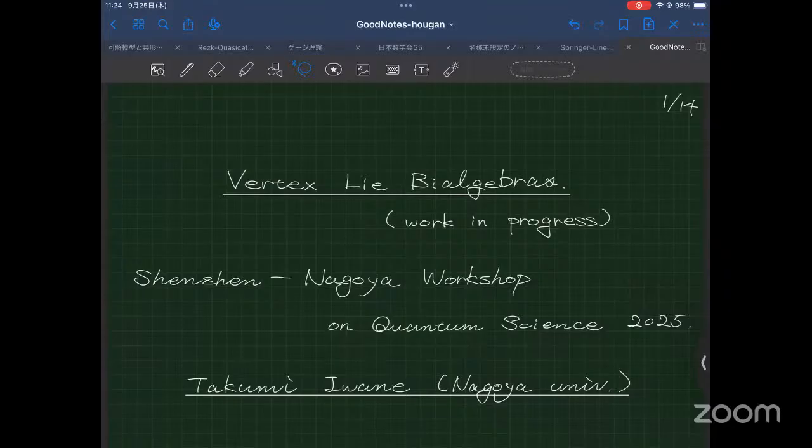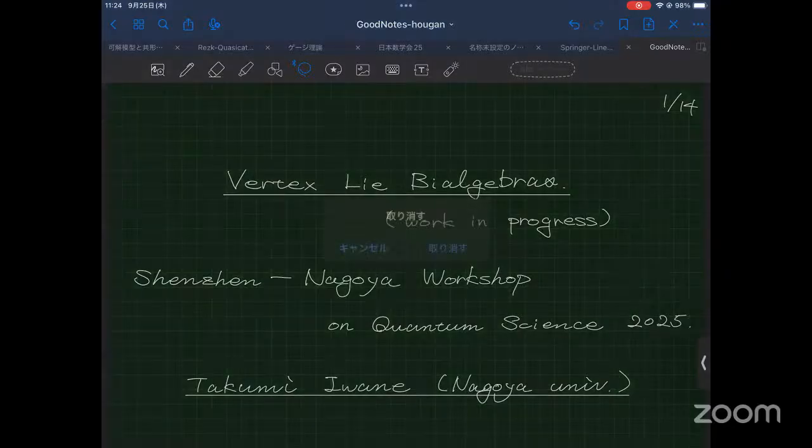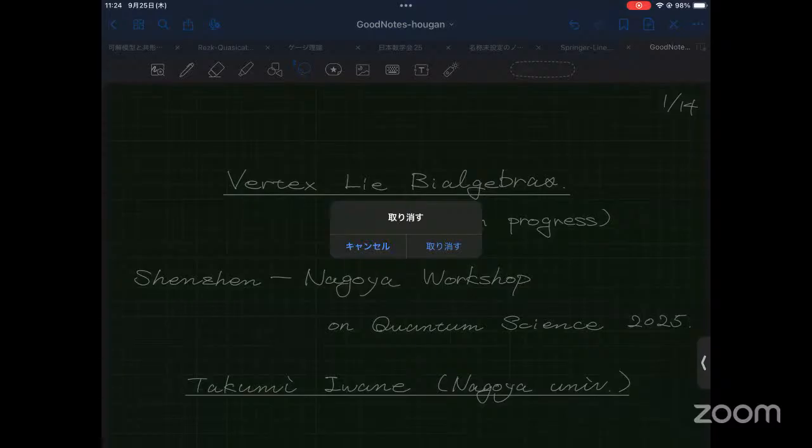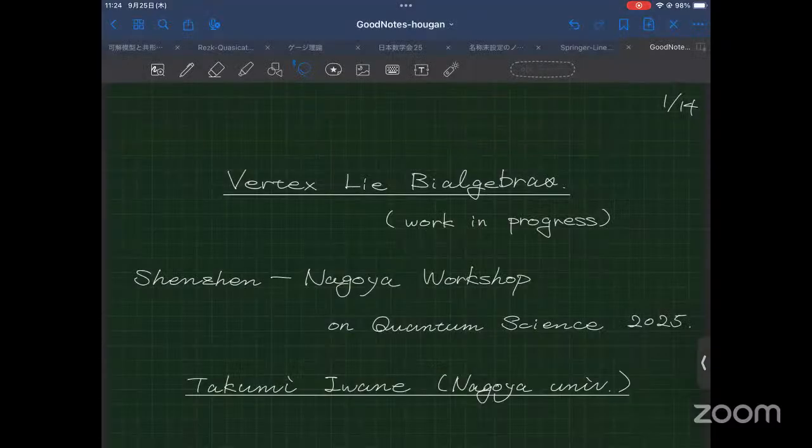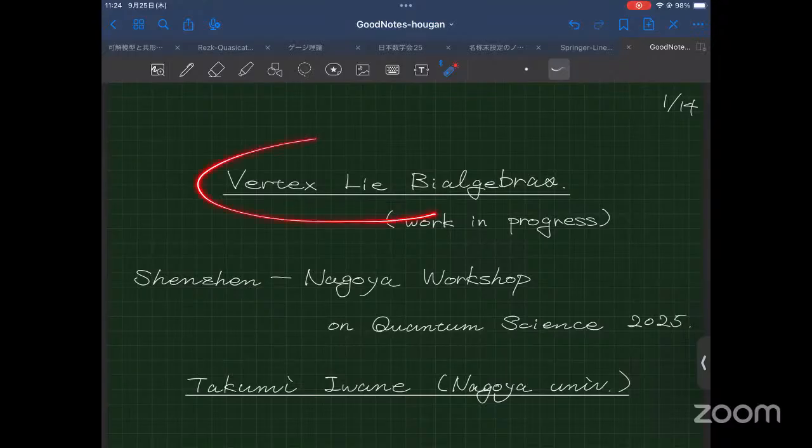Okay. So the second speaker is Takumi Iwane from Nagoya. He will tell us about vertex Lie bialgebras. Please start. Thank you for the introduction. It is my pleasure to speak at this workshop. In my talk, I will introduce a new algebra, which can be regarded as a vertex algebra analog of a Lie bialgebra. It's called a vertex Lie bialgebra.